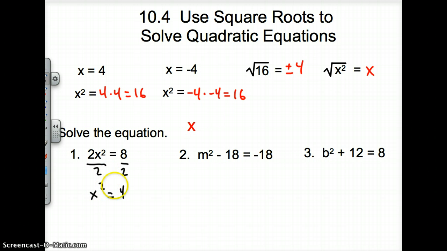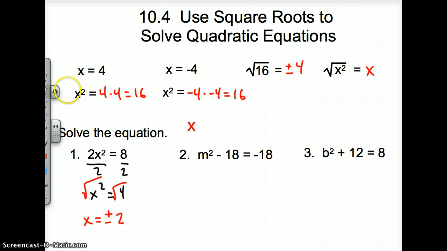Well, how do we undo an x squared? We have to square root it. So we're going to go ahead and square root both sides to come up with x equals a positive negative 2. We have to remember that it's a positive negative. A square root of a normal number gives us a positive and a negative answer.